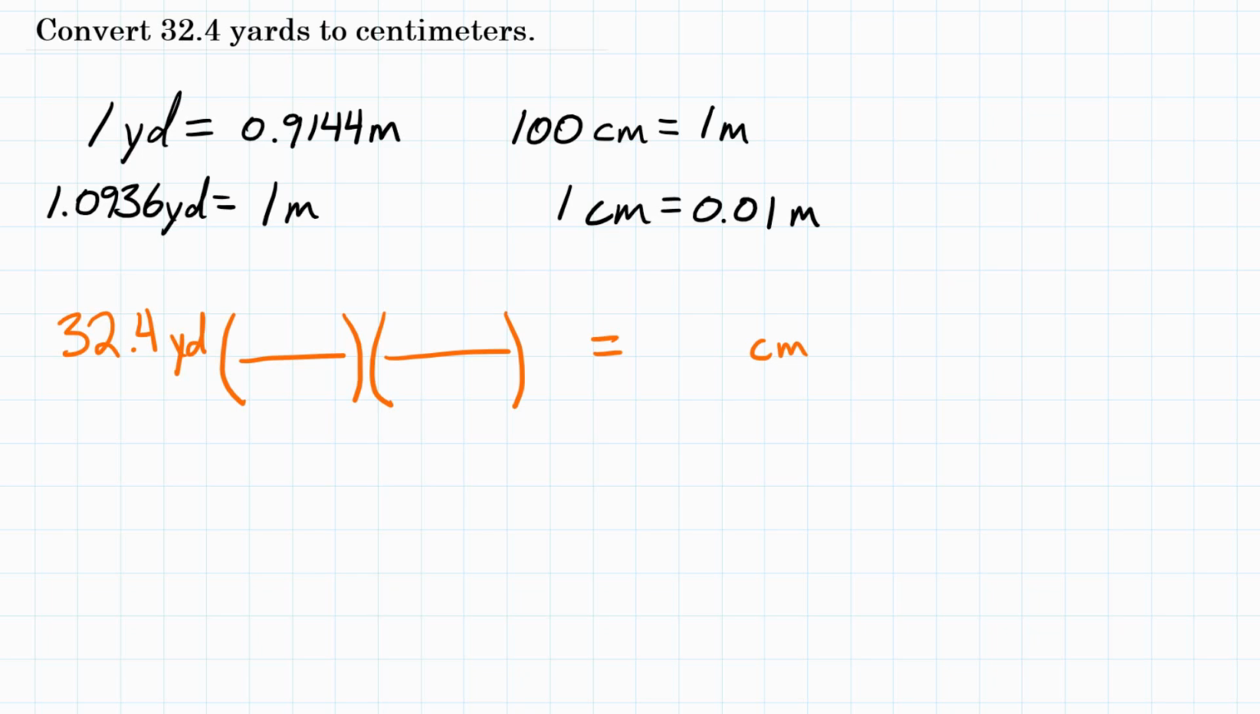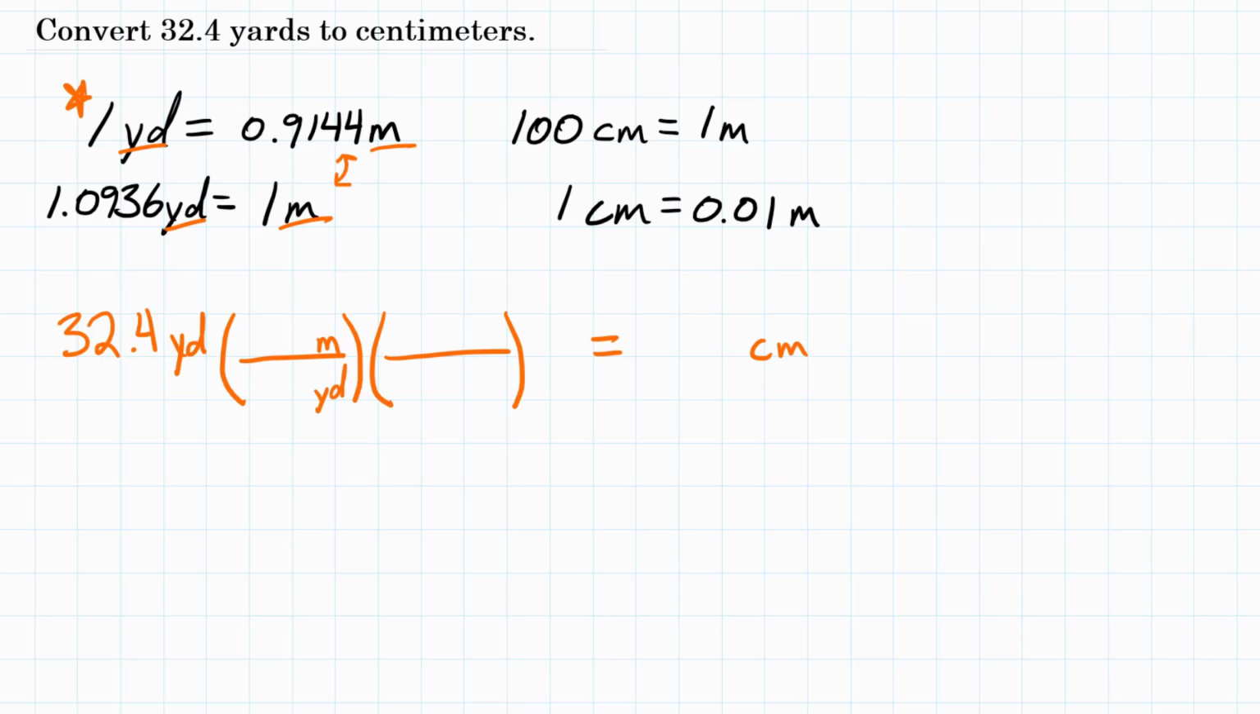So first up, we need to go from yards, what we're starting with, and get rid of that and convert to meters. So we need to know the relationship between meters and yards. Now we can use either of these two relationships. They both relate yards to meters, so you can use either one. 1 yard is 0.9144 meters, or 1.0936 yards equals 1 meter. You could use other relationships as well, but these are a little easier because in each instance, one of them is 1. So let's just pick this top one.